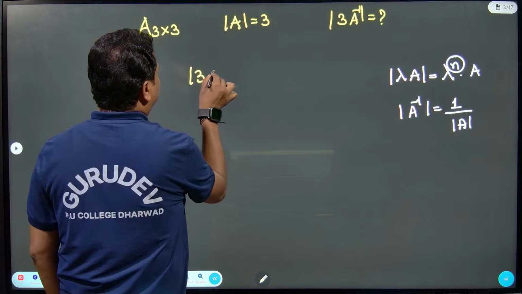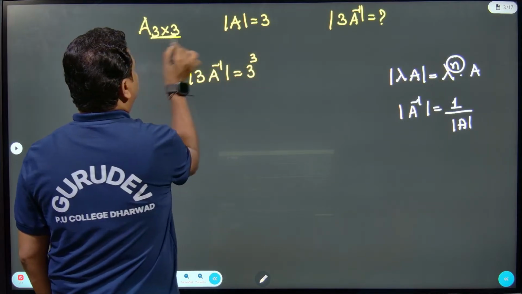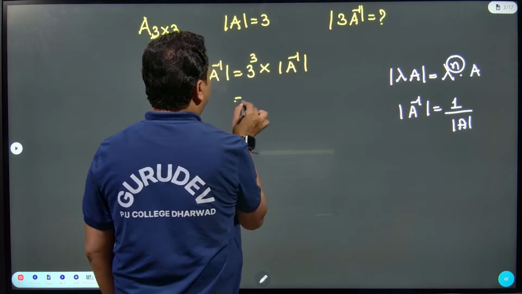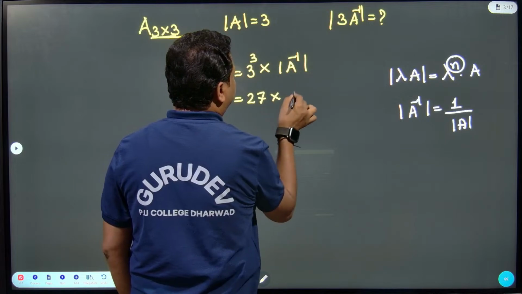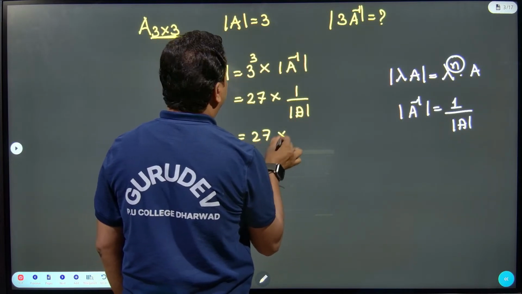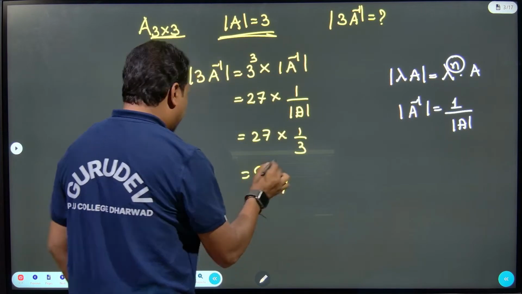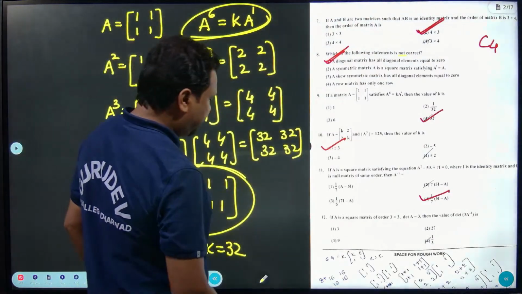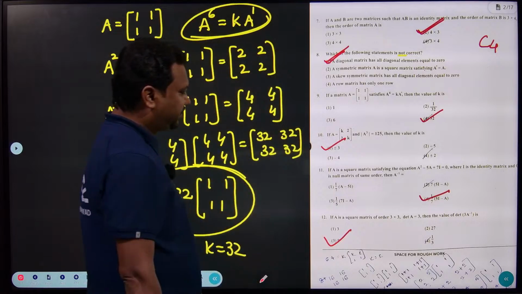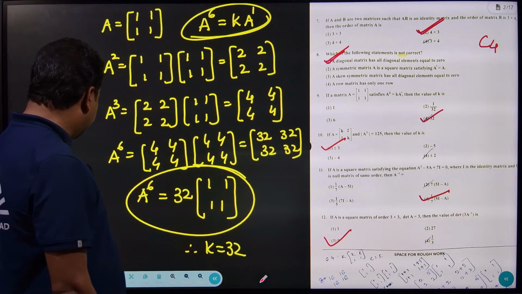Therefore, recalling this, determinant of 3A inverse, I will write it as 3 cube, why 3 cube? Because A is of the order 3 cross 3, into determinant of A inverse. What is 3 cube? 27. What is determinant of A inverse? 1 divided by determinant of A. That becomes 27 into 1 by 3, as determinant of A is 3. So what should be your final answer? 9 is the right answer. So I'll go with 9. Kindly note, 9 is the right answer for the 12th one. That is the version code C4, 9 is the right answer.